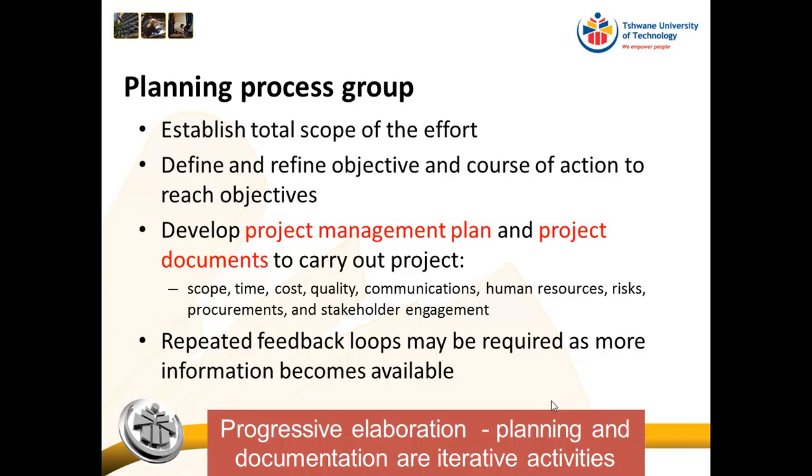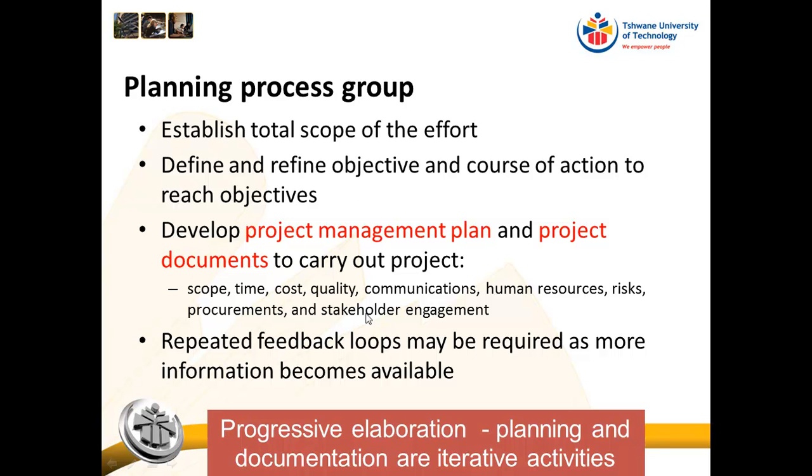Then the planning process group, this is where we establish what the total scope of the effort is. We define and refine the objectives and course of action to reach the objectives. So what are the tasks, what are the steps that we have to take in order to reach the objective of the project? So here we develop the project management plan and the project documents to carry out the project, and these relate to scope, time, cost, quality, communications, human resources, risks, procurements, and stakeholder engagement.